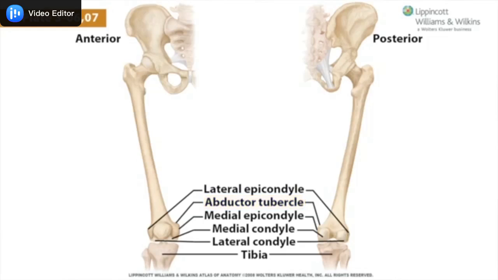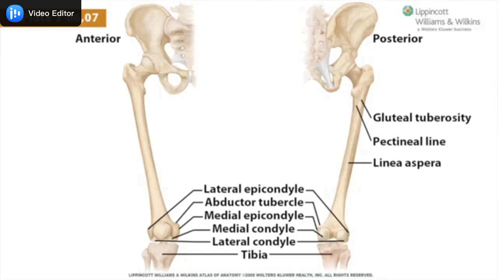The thick, rough line running vertically along the posterior side of the shaft of the femur is the linea aspera, which, conveniently, is Latin for rough line. The linea aspera ends superiorly by bifurcating into the gluteal tuberosity posteriorly and the pectineal line anteriorly.